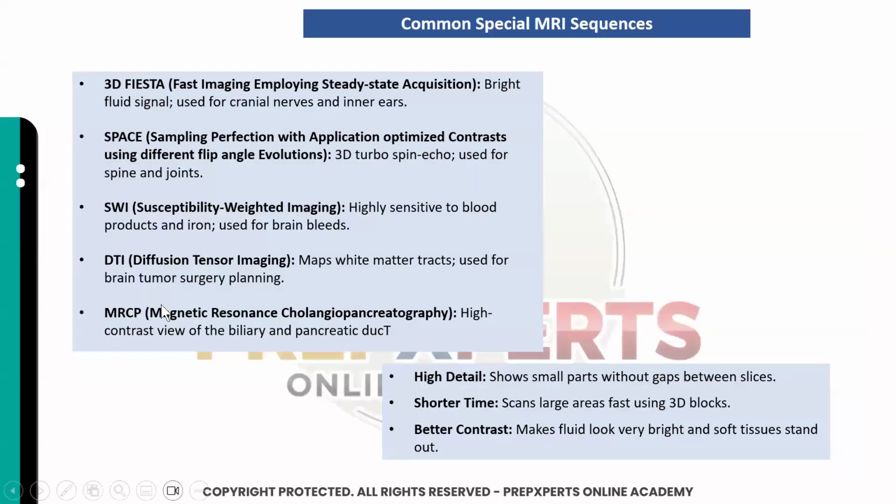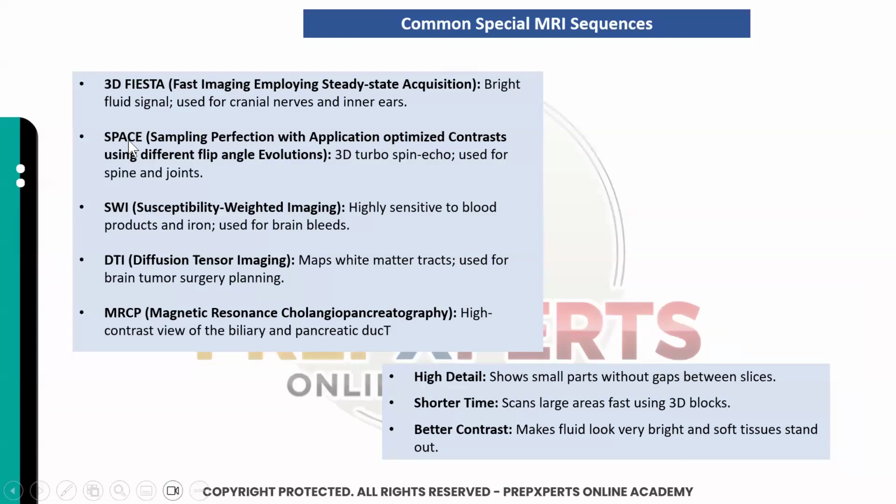Okay, these are some special MRI sequences. What is 3D FIESTA? This is fast imaging employing steady state acquisition. In 2024 there was a question on this, that which sequence is preferred to see cranial nerves, and the answer was this 3D FIESTA. Okay, bright fluid signals, and this is actually used for cranial nerves and inner ears.